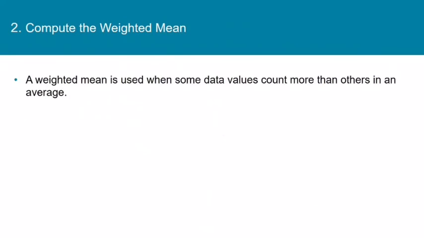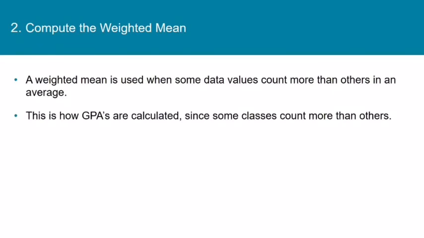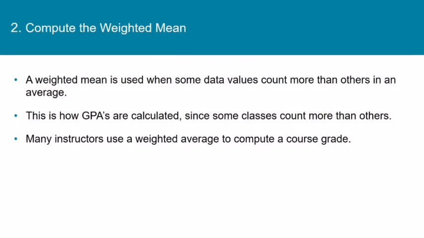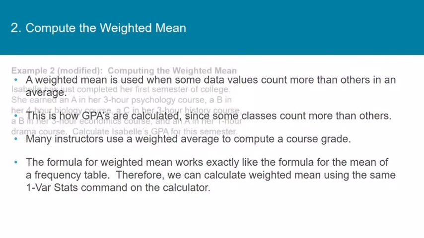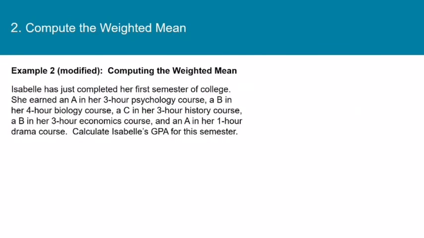Now let's talk about weighted means. A weighted mean is used when some data values need to count more than others in an average. This is how GPAs are calculated, since some classes count more than others. And many instructors use a weighted average to compute a course grade. Now, the formula for the weighted mean works exactly like the formula for the mean of a frequency table, and so we can calculate weighted mean using the same one variable stats command on the calculator. So first we'll do it by formula.